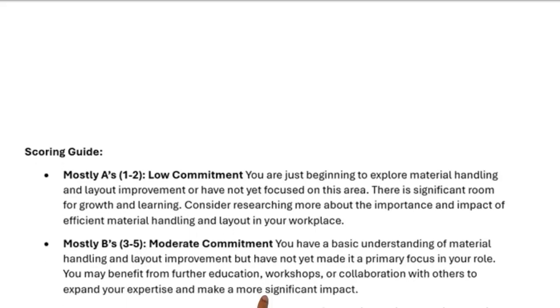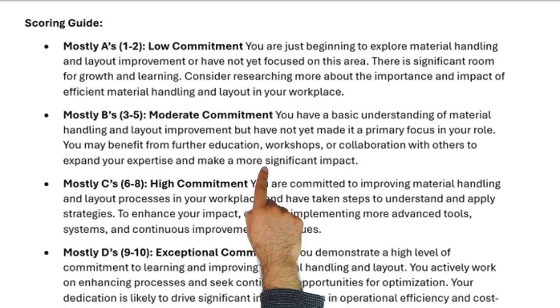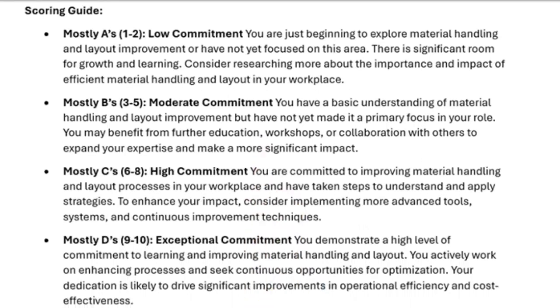Scoring guide. Mostly A's, 1 to 2, low commitment. You are just beginning to explore material handling and layout improvement or have not yet focused on this area. Mostly B's, 3 to 5, moderate commitment. You have a basic understanding of material handling and layout improvement but have not yet made it a primary focus in your role.